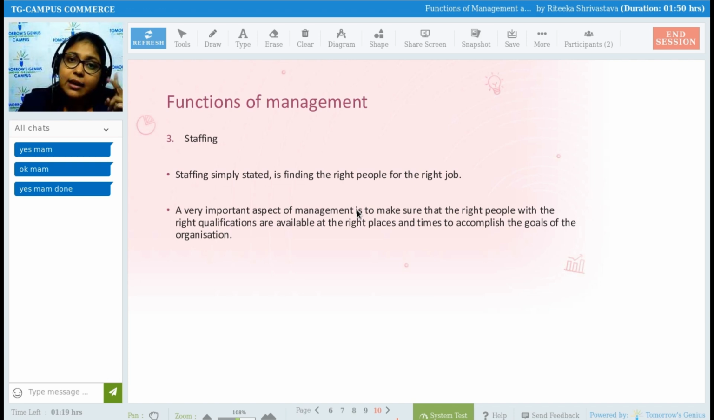First, you have done the planning. Second is to organize the things and the resources according to the plans. Third, what you have to do? You have to do the staffing. Now, what does staffing mean, or what is staffing? So, staffing means nothing but to give the work to the right person.